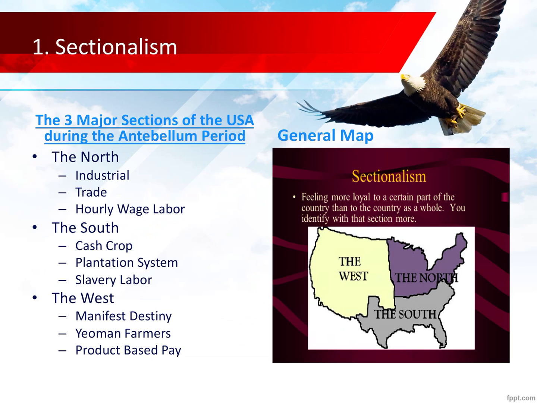In the South, you have the cash crop system. They're growing cash crops like tobacco and indigo, but the big one is cotton. And it's based on slave labor, where basically the slave owners, quote unquote, take care of their slaves, which they didn't take care of them very well, but that's what they said they were doing in exchange for their labor.